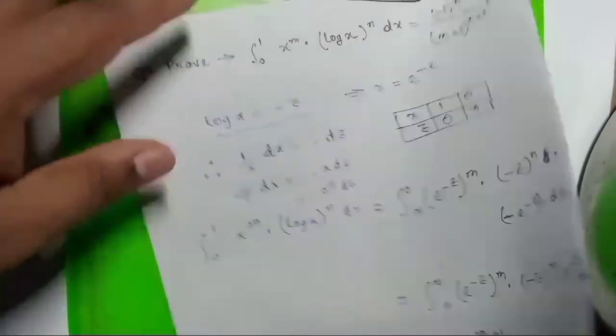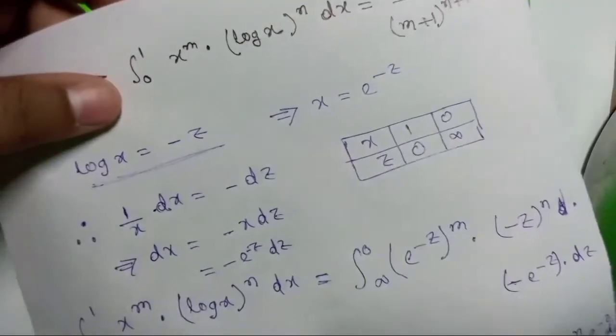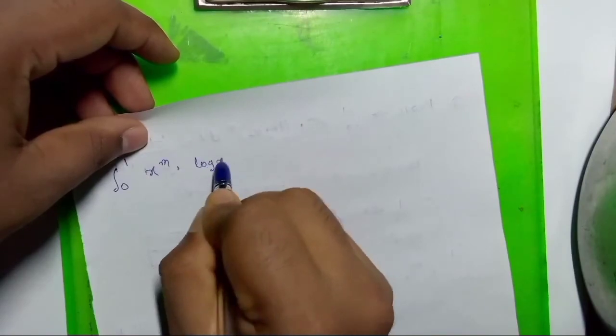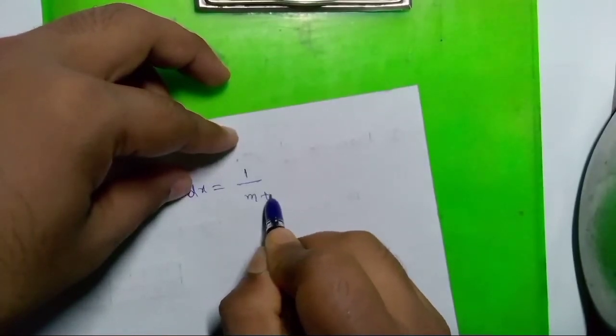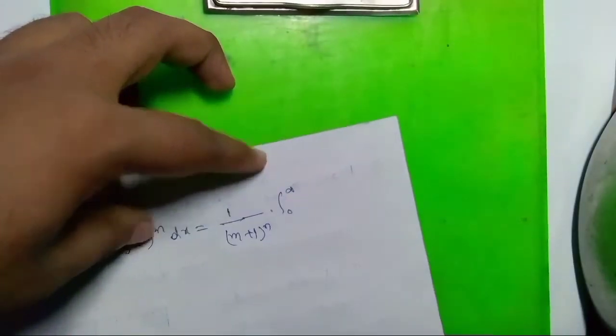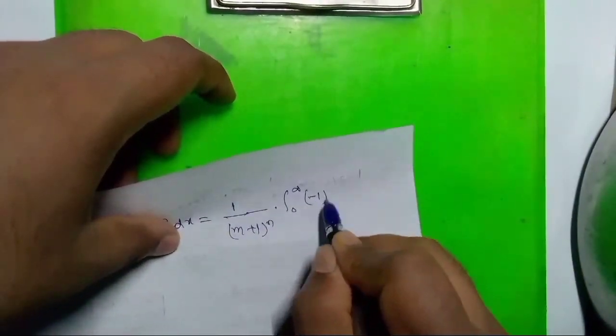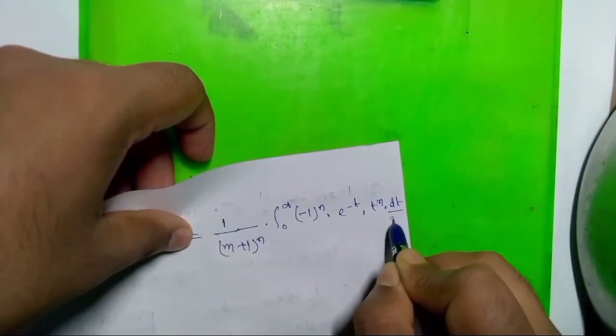So now the integral over 0 to 1 of x to the power m into (log x) to the power n dx is equal to 1 divided by (m plus 1) to the power n, integral from 0 to infinity of (minus 1) to the power n into e to the power minus t, t to the power n, dt by (m plus 1).